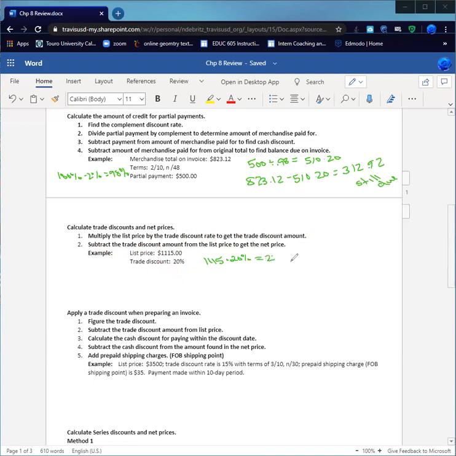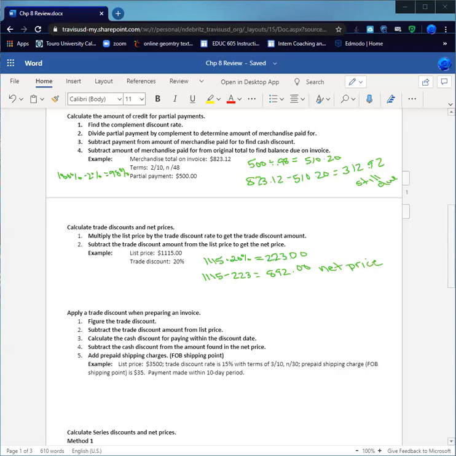Oops, should be an equal sign. $223. And we're going to take that and subtract it from the original amount. This is the cash discount amount. Subtract that from the original price or the list price, and that's going to give me $892, and this is the net price.